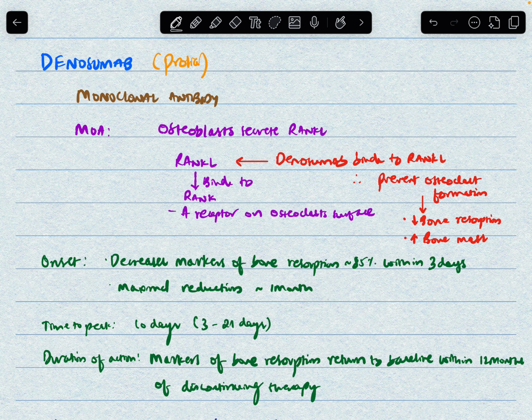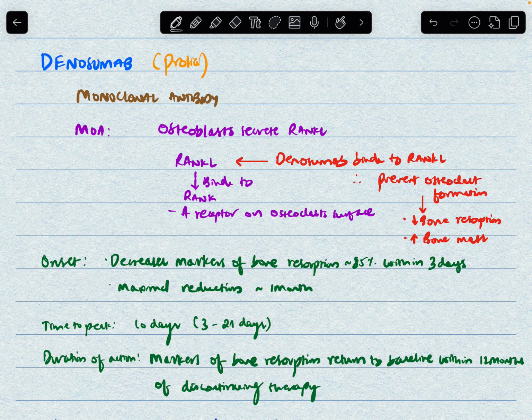Osteoblasts secrete RANK ligand, and this RANK ligand binds to a receptor on the osteoclast surface called RANK. When denosumab is administered to the patient, it binds to RANK ligand, thereby preventing osteoclast formation and its function, which results in reduced bone resorption, indirectly increasing the bone mass. Therefore, it has a role in treating osteoporosis.